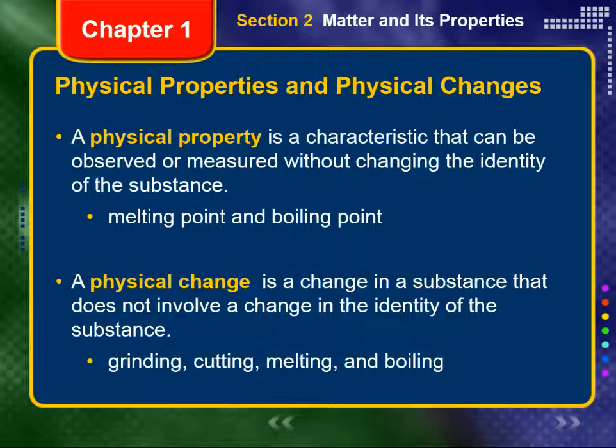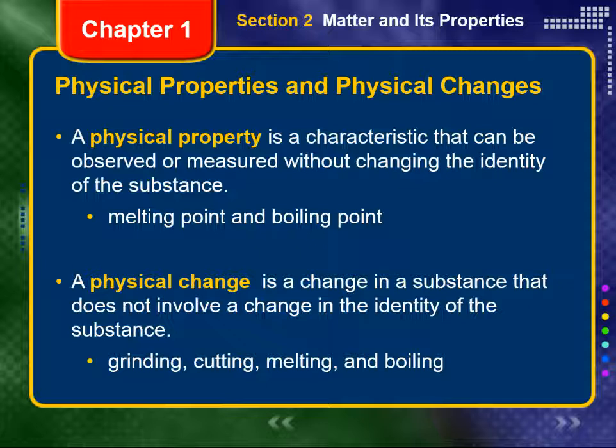Chapter 1, Section 2, Physical Properties and Physical Changes. A physical property is a characteristic that can be observed or measured without changing the identity of the substance. Physical properties describe the substance itself, rather than describing how it can change into other substances. Examples of physical properties are melting point and boiling point.